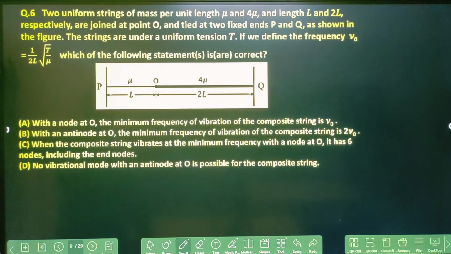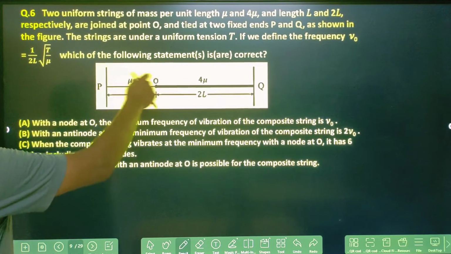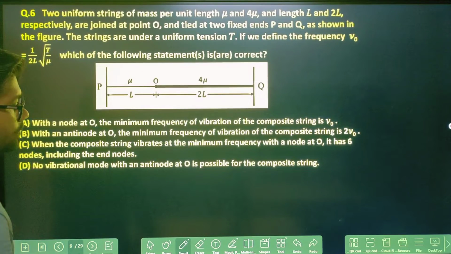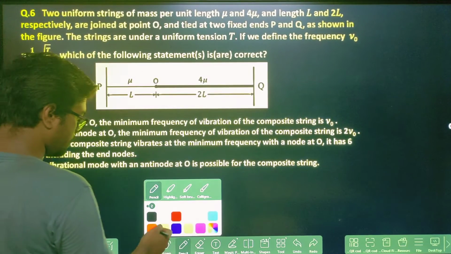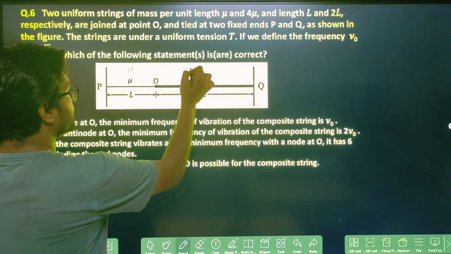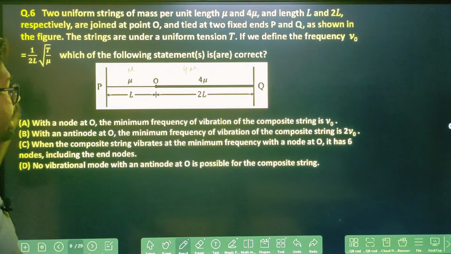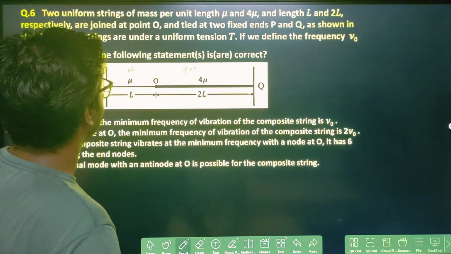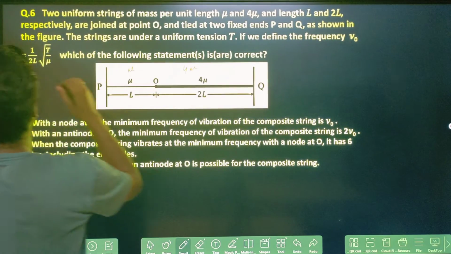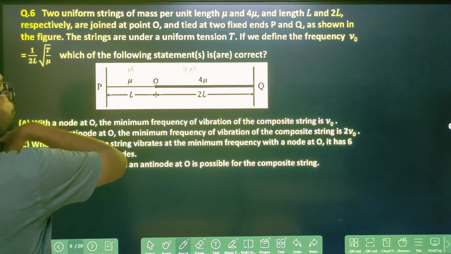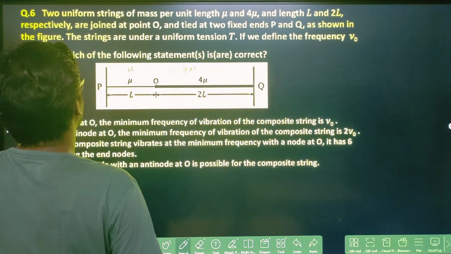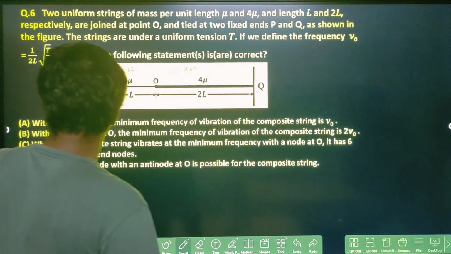Now this question, there are two strings. This is of length L and mass per unit length given as mu. So this is mu, right? And this side it is 4 mu, and the length is 2L here. They have given the frequency 1 by 2L root over T by mu. One frequency they have defined. Now which of the following is correct?